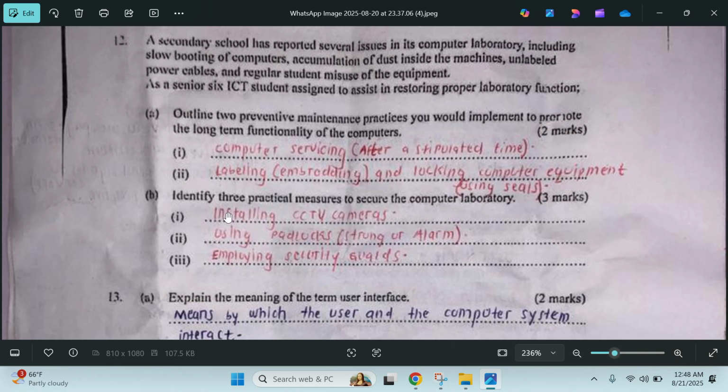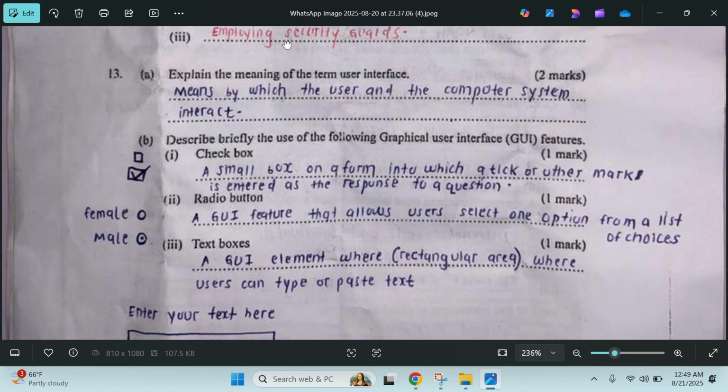Part B, identify three practical measures to secure the computer laboratory. Practical measures or physical measures. The first one is you install CCTV cameras, use padlocks, strong and alarm padlocks. Then you employ security guards.